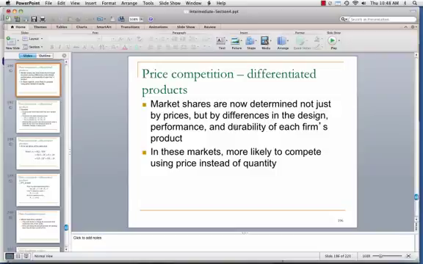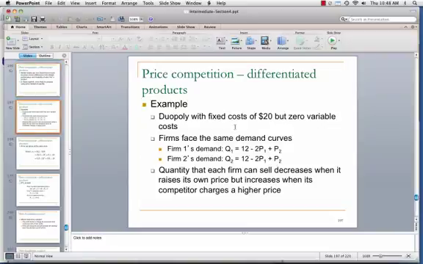Now, we could also look at this in terms of a differentiated product. What if there's a difference in design, performance, durability? So this would be something more along the lines of the car model here. Okay, so if that's the case, then let's say they have fixed costs of 20, no variable costs. Let's say they face the exact same demand curve. In this case, let's make it 12 minus 2P1 plus P2.